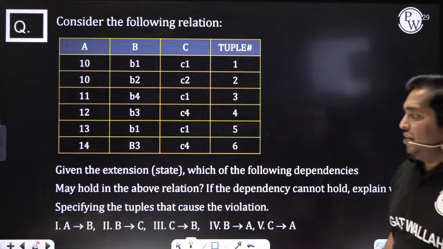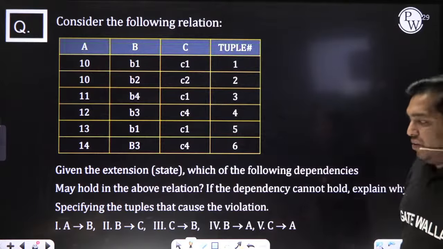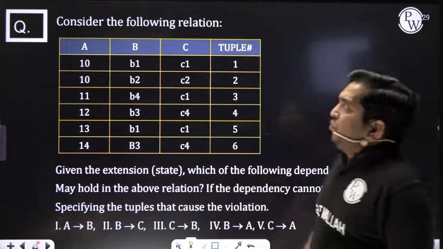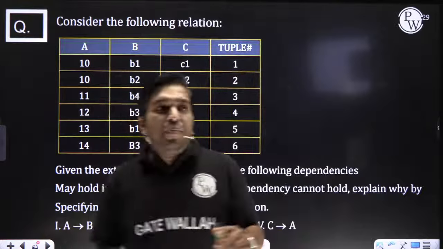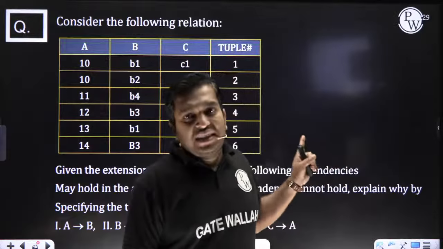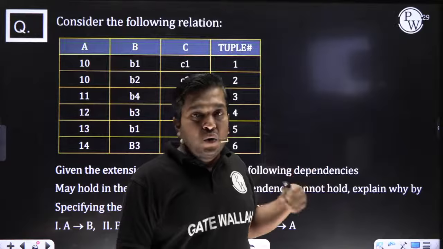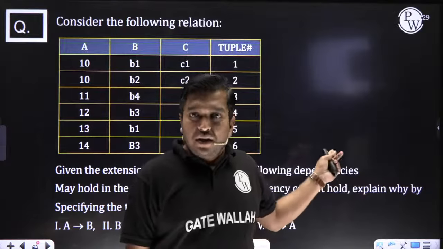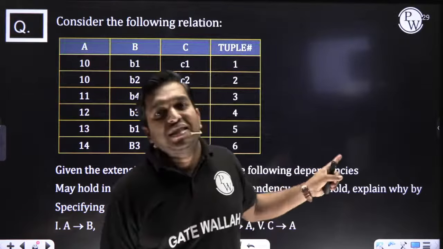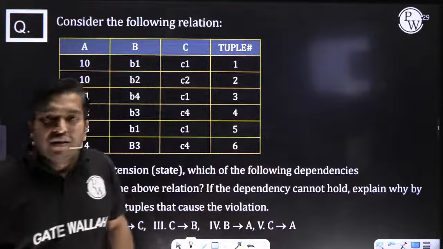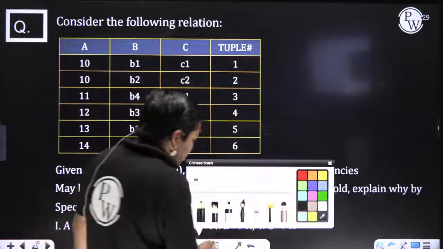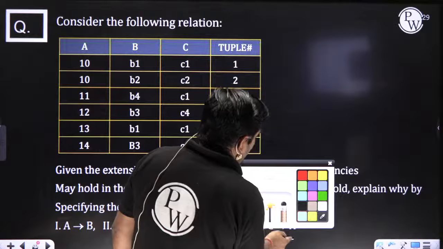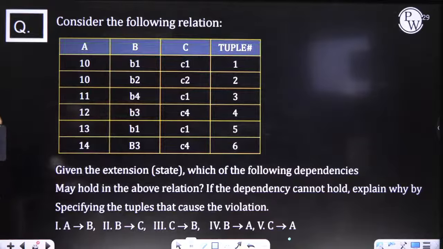Now solve this one. What is it asking? Consider the following relation. This is an example from the standard book, the 4th edition Navathe Ullman book. This is an exercise question from this standard book, so you will get the benefit. Don't think we have done this. Consider the following relations.